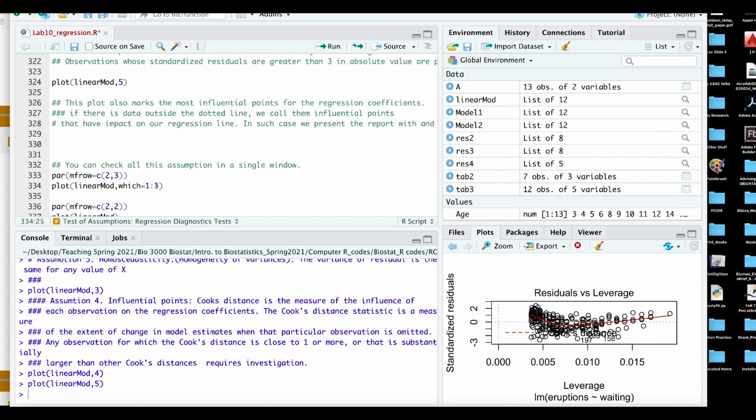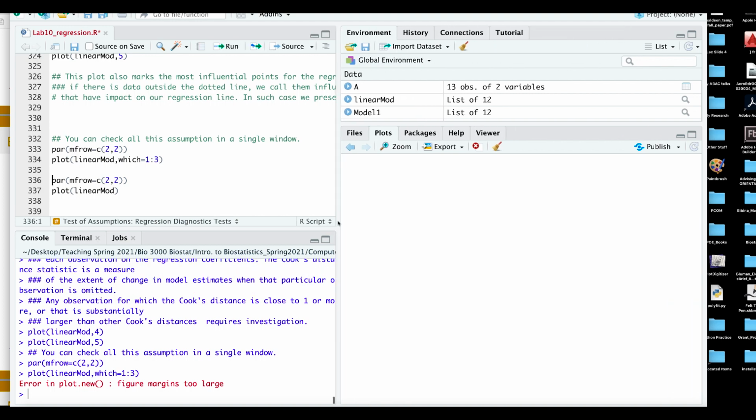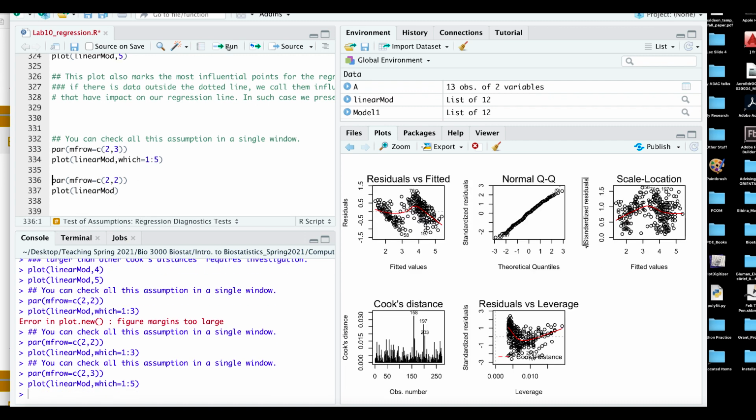If you want to see all these 3 things, let me do all these 3 things like this. You can do 2 times 2 and plot in that shape. See, par(mfrow = c(2, 2)) will show 2 plots on the top and 2 plots on the bottom. That's what I am going to do here. You see that? Oh, figure margins too large, I think it is because of the smaller region there. Let me do that. So all these 3 main assumptions are here. But if you want to do all 5, you can do that too. So 2 times 3 means 2 rows and 3 columns. You can do that too.